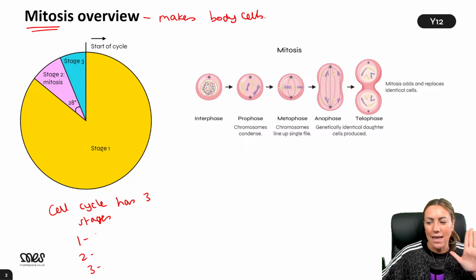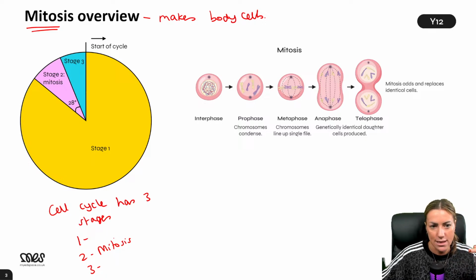Okay, so the cell cycle has 3 stages. Stage 2 is what we're going to focus on today, which is mitosis. Can we remember the names of the other stages? So stage 1, which comes before mitosis, and then stage 3, which comes after mitosis. Can we remember the names of those stages?